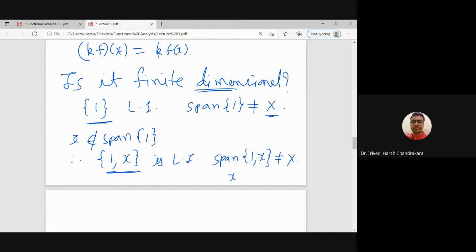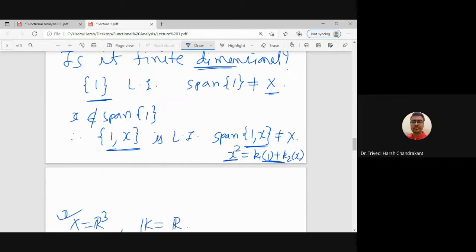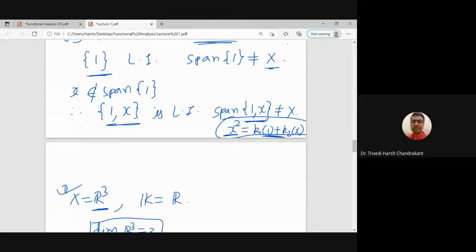Why? Because x square we cannot write as a linear combination of these two elements, right? Because on the left side there is x square, and on the right side there is no power of x. So there is no k1, k2 satisfying this property. So therefore x square is not in the span of 1, x. So one by one we are adding the element and we are enlarging the linearly independent set.